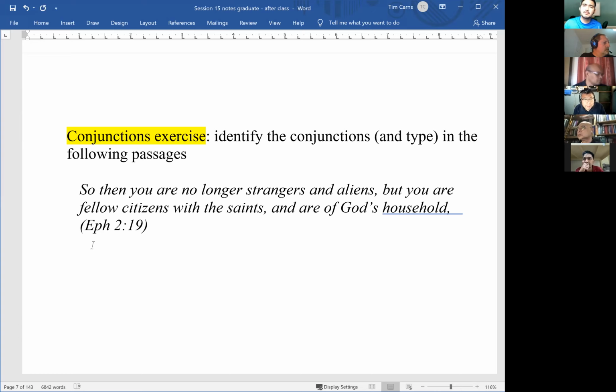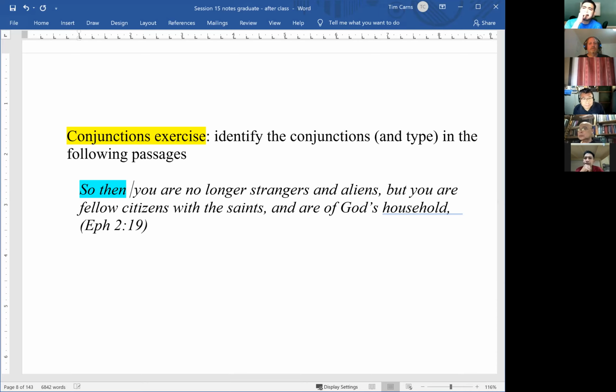So then. So then, and what kind is that? Yes, it's a subordinating word. Okay, subordinating conjunction. And then the word and. Okay, good.